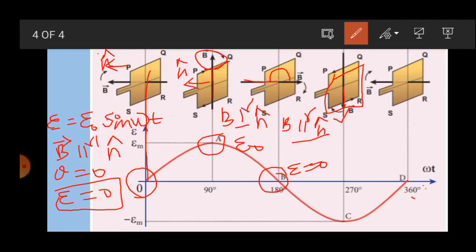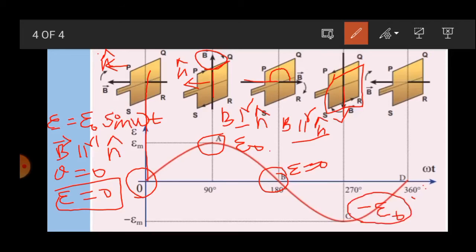Now substitute the induced EMF: E is equal to epsilon naught sin omega t. What is the answer? Sin 270 is minus 1. So here the induced EMF is maximum but negative, so this is minus epsilon naught. Are you clear? Okay.